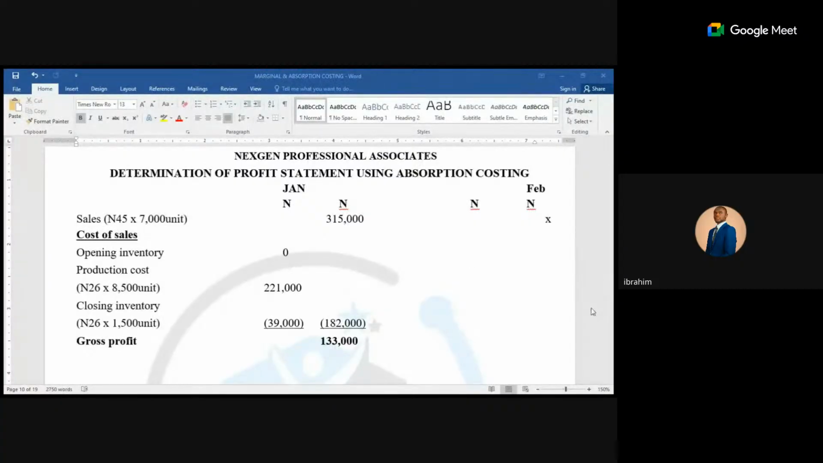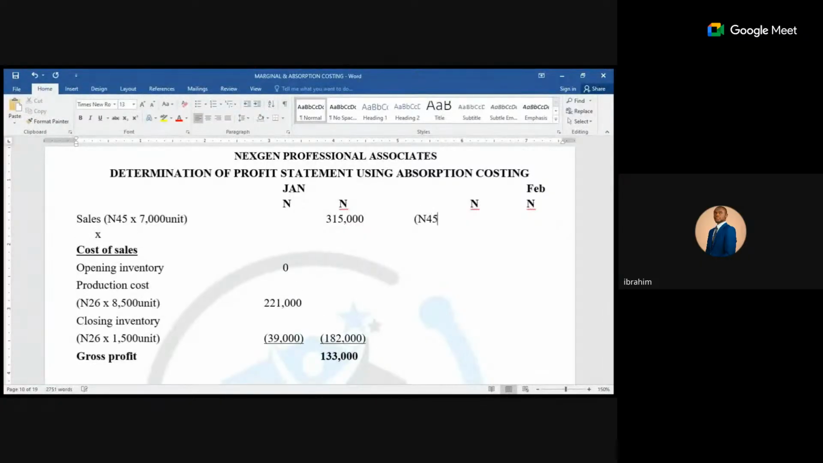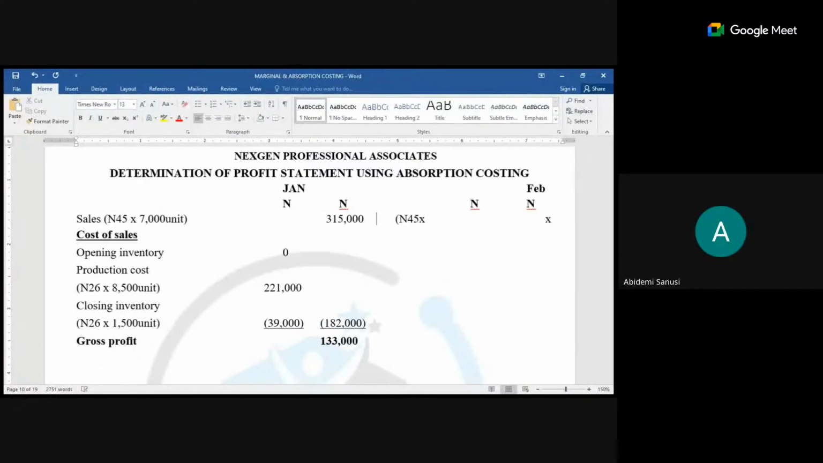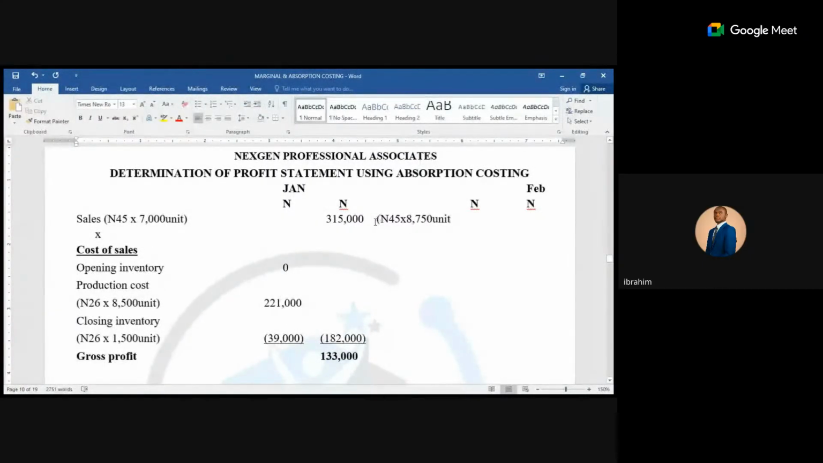So, class, we need to move. Let's check for February. What is the selling price for February? It is still 45 naira. What is the sales unit for February? 8,750 units. Please, you can do your workings outside so that your reference is okay. Work 1, work 2. 8,750 units, right.